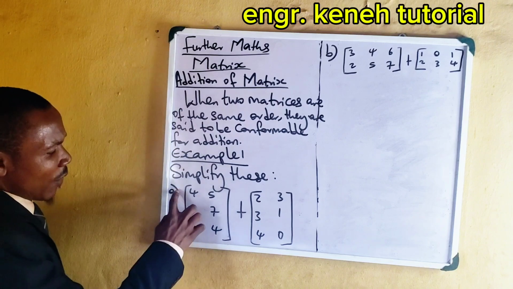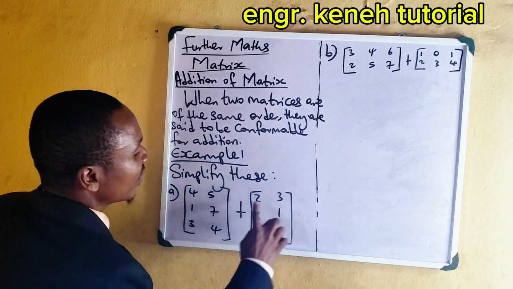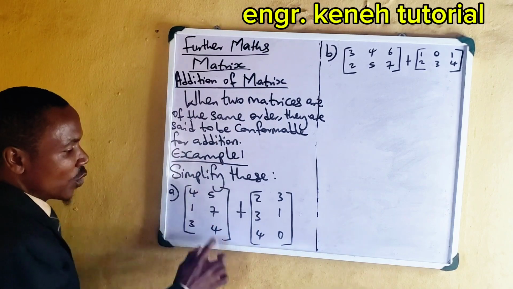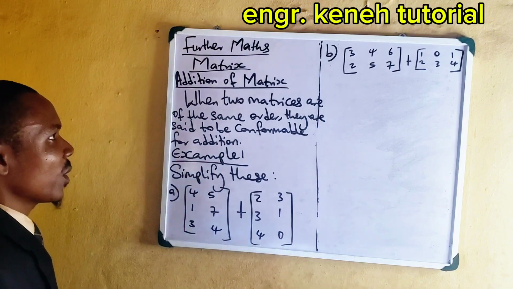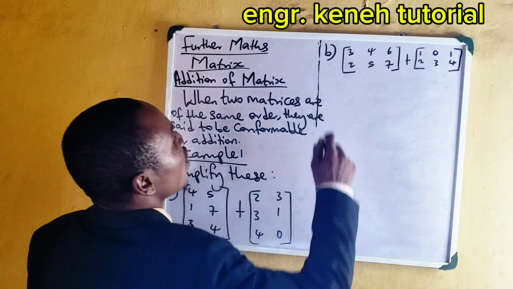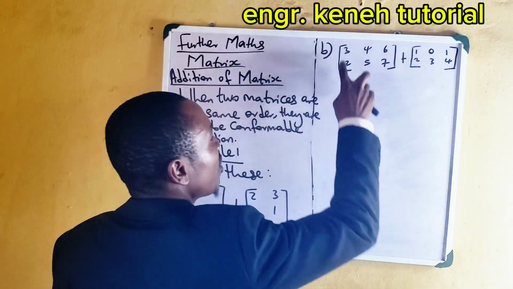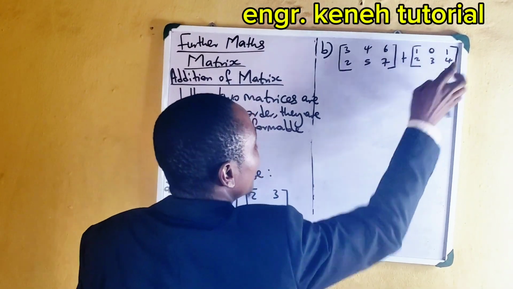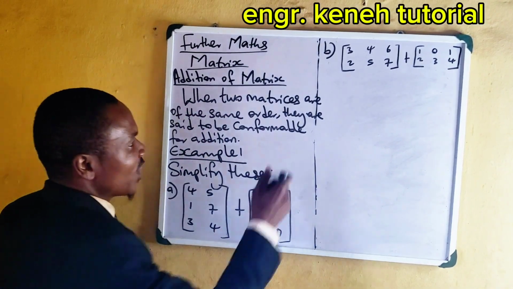Let's check. We have 1, 2, 3. We have 3 rows. Here we have 1, 2, 3. The number of columns here we have 1, 2. Here we have what? 1, 2. So they are conformable. Likewise here, the number of rows we have 1, 2. Here we have 1, 2. Number of columns we have 1, 2, 3. Number of columns here 1, 2, 3. So they are also what? Conformable. All right, so let us solve.